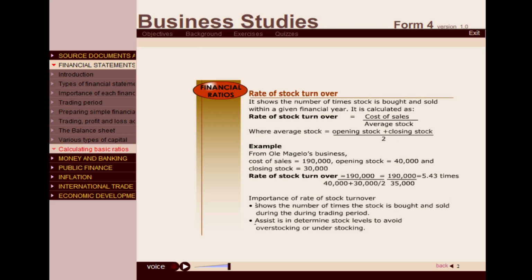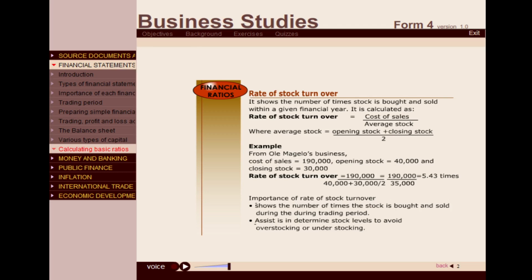Example. From Ole Magello's business, cost of sales equals 190,000, opening stock equals 40,000 and closing stock equals 30,000. Rate of stock turnover equals 190,000 divided by (40,000 plus 30,000) divided by 2, which is equal to 190,000 divided by 35,000, which is equal to 5.43 times.